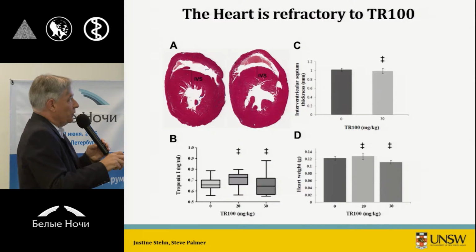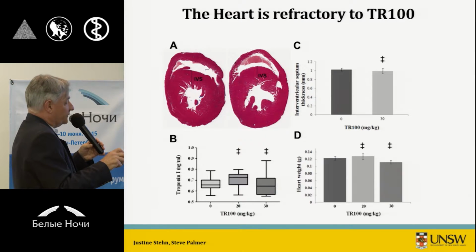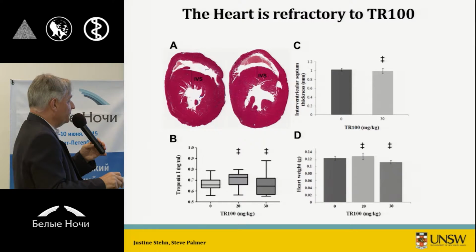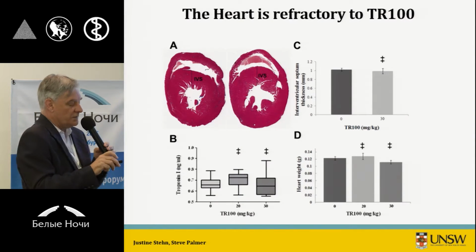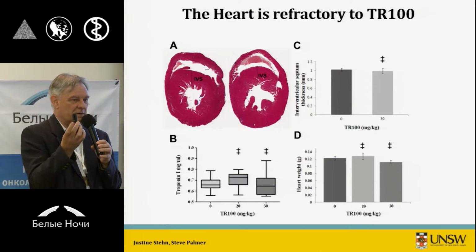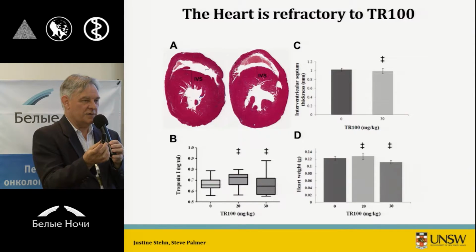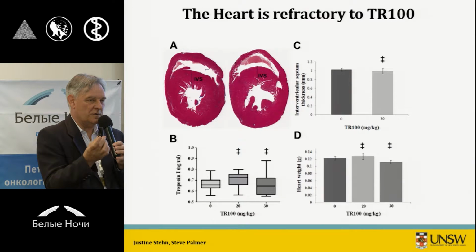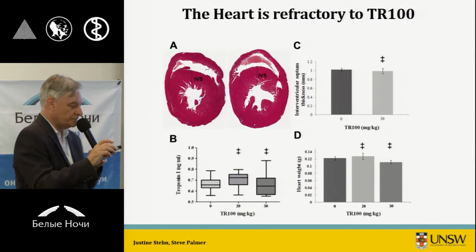The big question was, is there any impact on the heart? What we found is that the intraventricular septal distance was unchanged after exposure to the drug. Most importantly, there was no effect on troponin I levels. So what that was indicating is we've got a drug that will attack the actin cytoskeleton of tumour cells, but at the same time it will not hit the function of the heart.